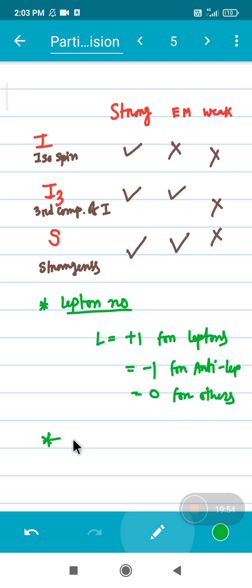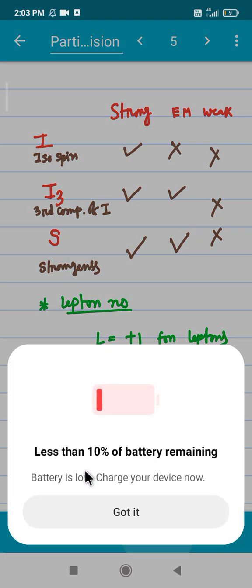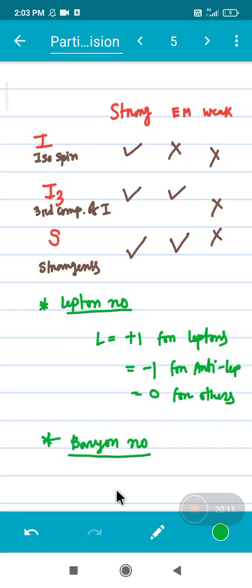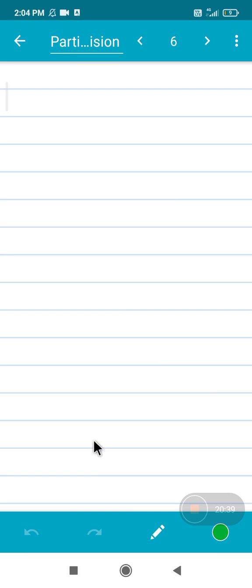Next, the baryon number. Baryons I have already introduced using those diagrams. Okay, baryon number will be plus 1 for baryons, minus 1 for anti-baryons, and 0 for others. Okay, next isospin.